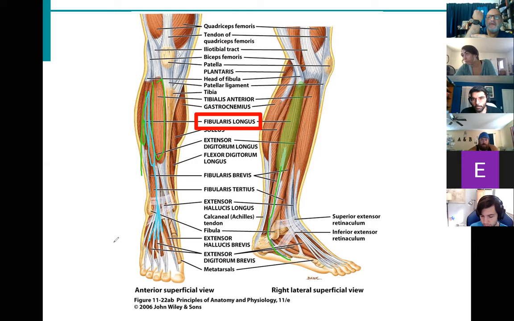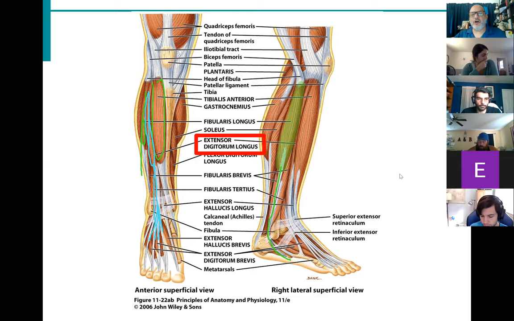The extensor digitorum? Extensor digitorum in the arm. However, to get to the foot, it has a much longer tendon, so it gets a longer name. It's the extensor digitorum longus. So we have the extensor digitorum in the arm and the extensor digitorum longus in the leg. Notice its tendon comes down to the front of the ankle and out to the digits of the feet. So what are the actions of the extensor digitorum longus going to be? Dorsiflexion of foot and extend phalanges. There you go. Dorsiflexion of the foot and extends the phalanges.